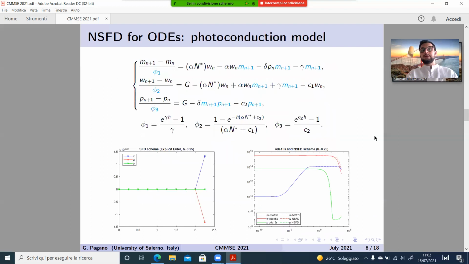This is another example of non-standard schemes for an ordinary differential equation, a photoconductivity model, in which again the solution must be positive. And we can see that the standard scheme provides a numerical solution that is exploding. Our non-standard scheme provides a good solution in this case, also with small step sizes.